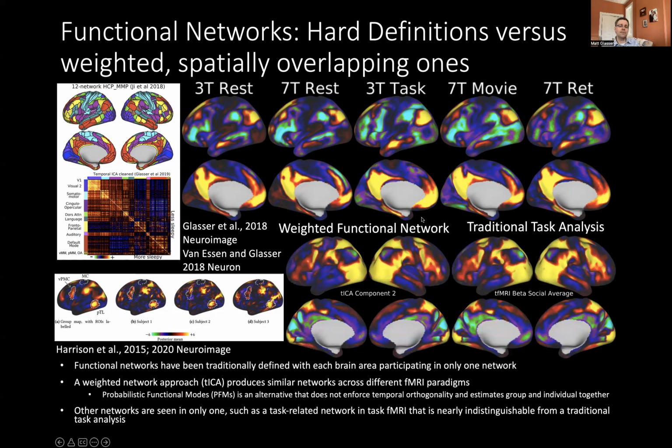And these types of approaches, in this case temporal ICA, can do a great job of pulling out interesting things. So here's a weighted functional network pulled out by temporal ICA, and here's a traditional task analysis, basically showing the same thing in this 3T task data. And each cortical area most likely participates in multiple spatially overlapping functional networks generating different specific behaviors. So this idea of one functional network per area, or per point in space, is probably an oversimplification.